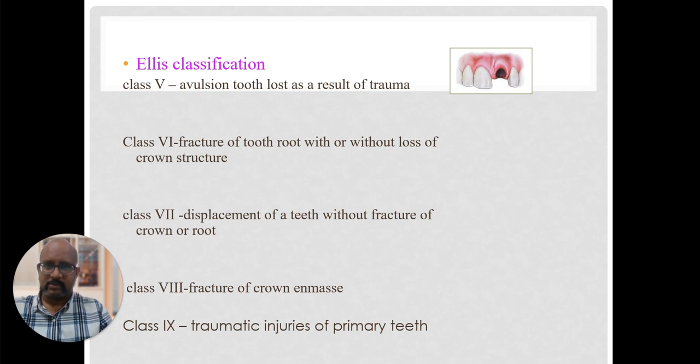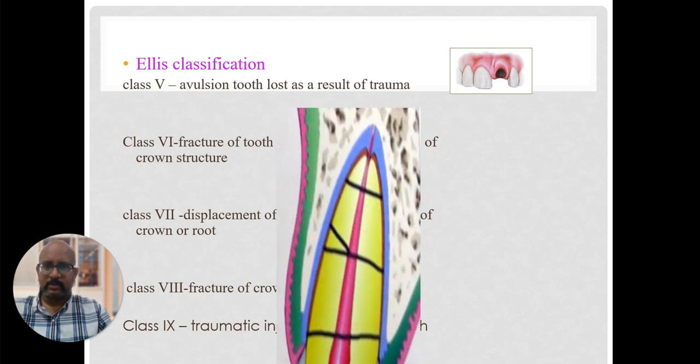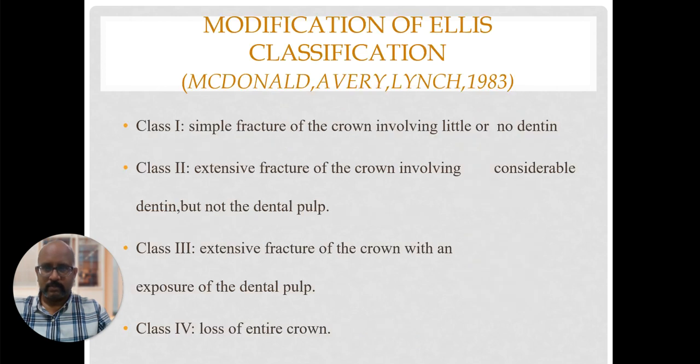Class 5 is an avulsion injury. Class 6 is a fracture of the tooth root with or without loss of crown structure. Class 7 is a displacement of the tooth with or without fracture of the crown. Class 8 is a crown fracture and en masse. Class 9 is traumatic injuries to the primary teeth. There is a modification done by McDonald. In class 1, it is a simple fracture of the crown with little or no dentin. Class 2 is a fracture of dentin without involvement of the pulp.